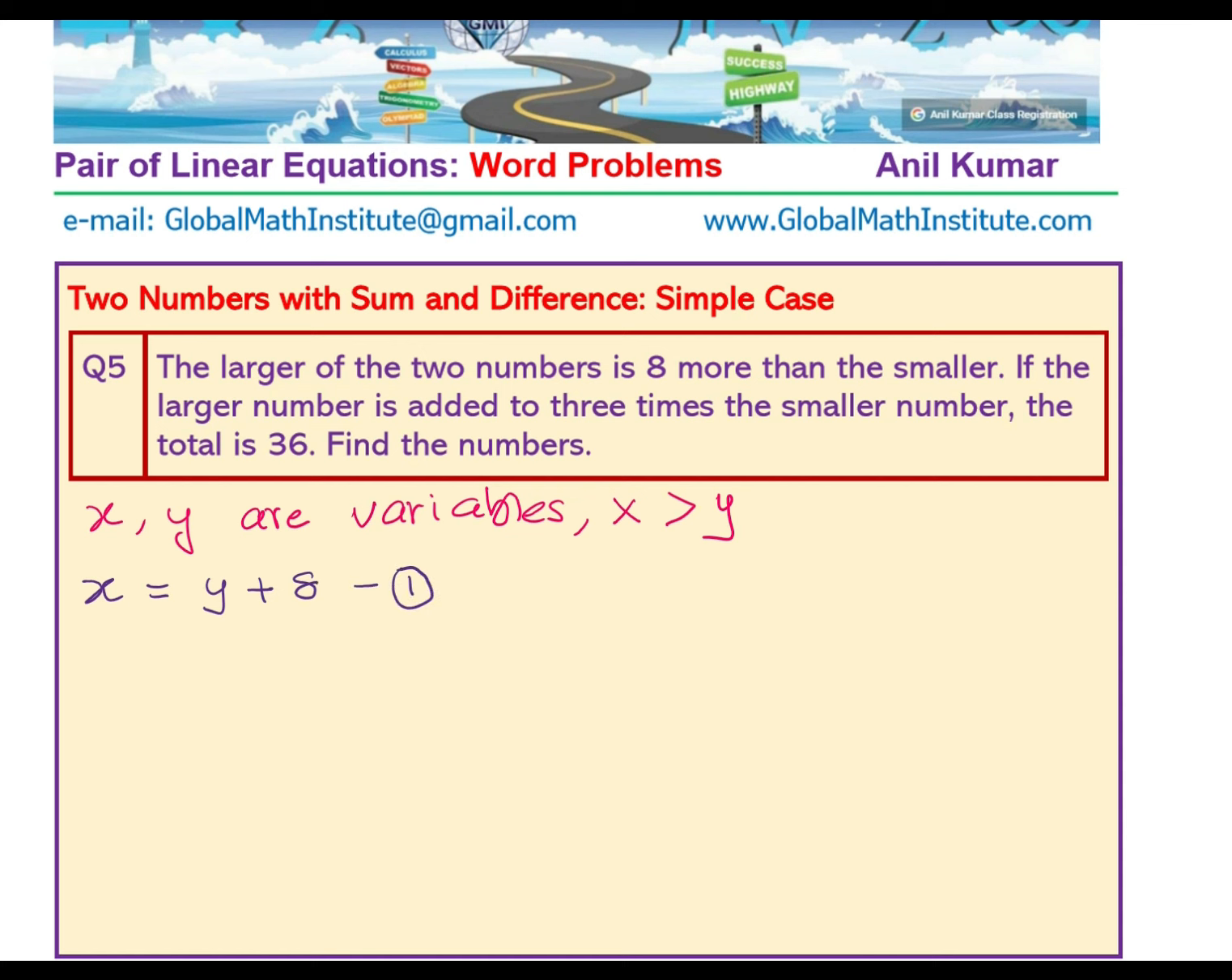Then it says, if the larger number is added to 3 times the smaller number, the total is 36. Larger number is added to 3 times the smaller means larger number is x plus 3 times smaller number is 3y. We get 36. You get the idea? So that becomes our equation 2. So we have two equations.